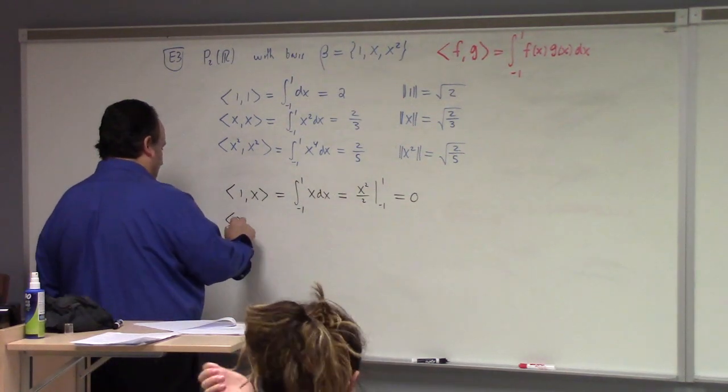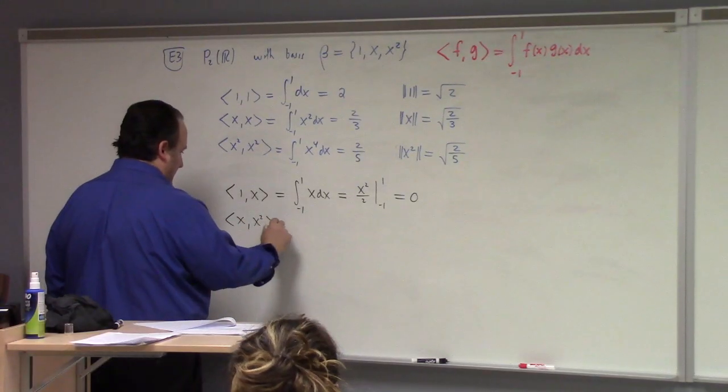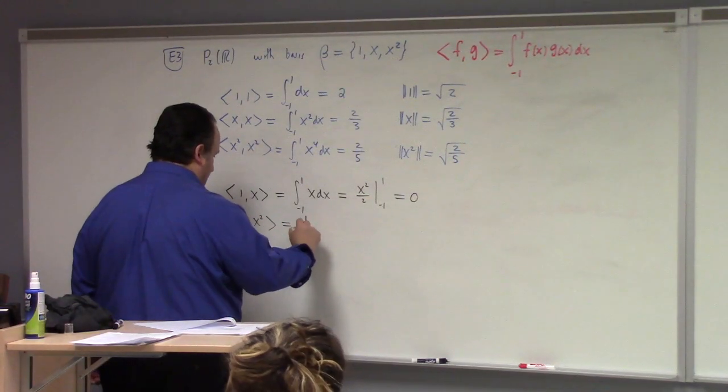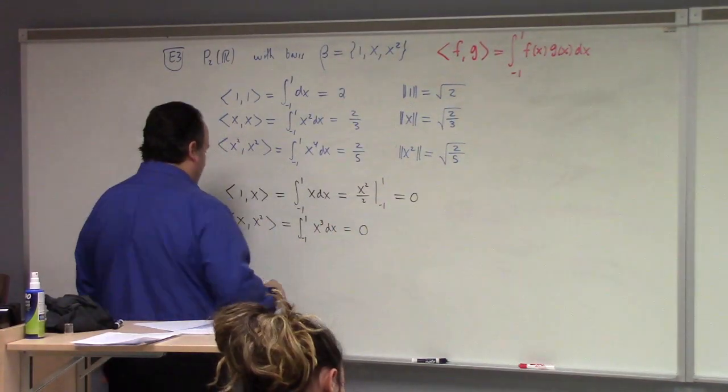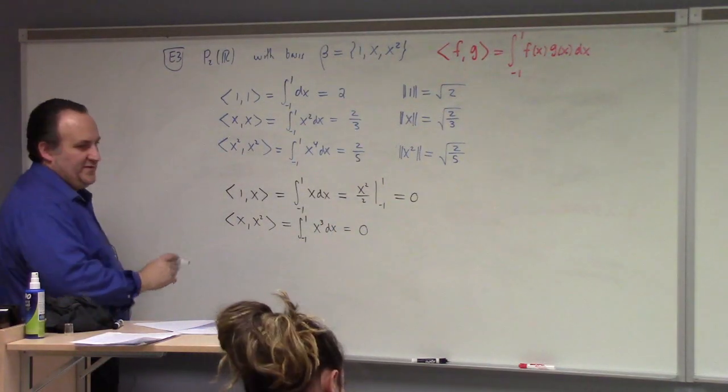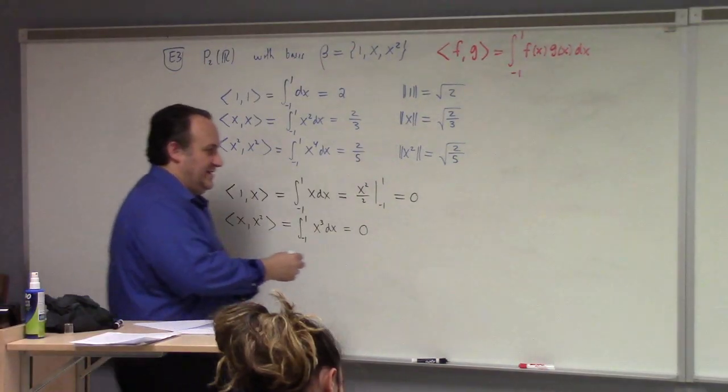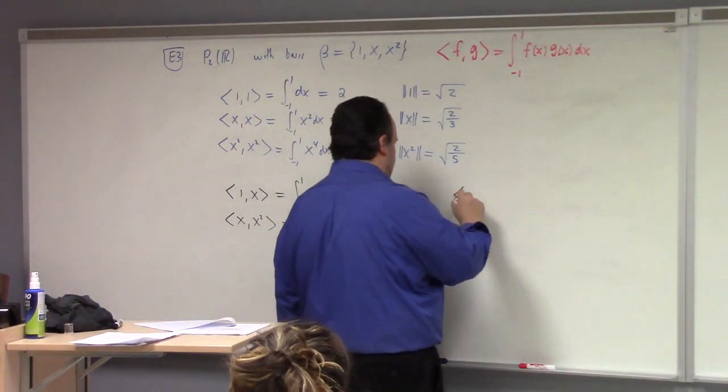And what about x with x squared? Well, that's the integral from minus 1 to 1 of x cubed, which, well, that's also 0. Wait a second, maybe this is orthogonal. I'm just joking, it's not. Which one's not going to give us 0? It just takes 1 to spoil it, right?